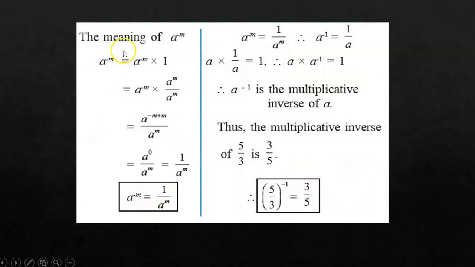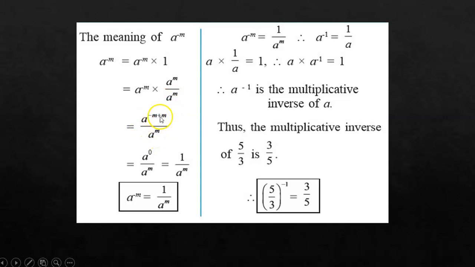Now the next law, my dear students, is something called the multiplicative inverse. The meaning of a raised to minus m. A raised to minus m into 1. Now 1 in the previous case can be a raised to m upon a raised to m. Now we know that when the bases are multiplied, the powers are added. So I have a raised to minus m plus this m, and upon a raised to m remains the same.